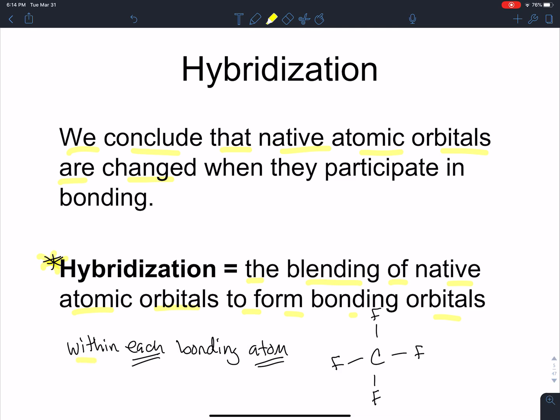And that's true within each bonding atom, right? Take a look at this molecule here. It's made of 1 atom of carbon. That carbon has formed new orbitals in order to participate in these bonds. It's made of 4 atoms of fluorine. Each one of those fluorine atoms has developed new hybrid orbitals, not the ones that it had before. The hybridization happens to each atom.